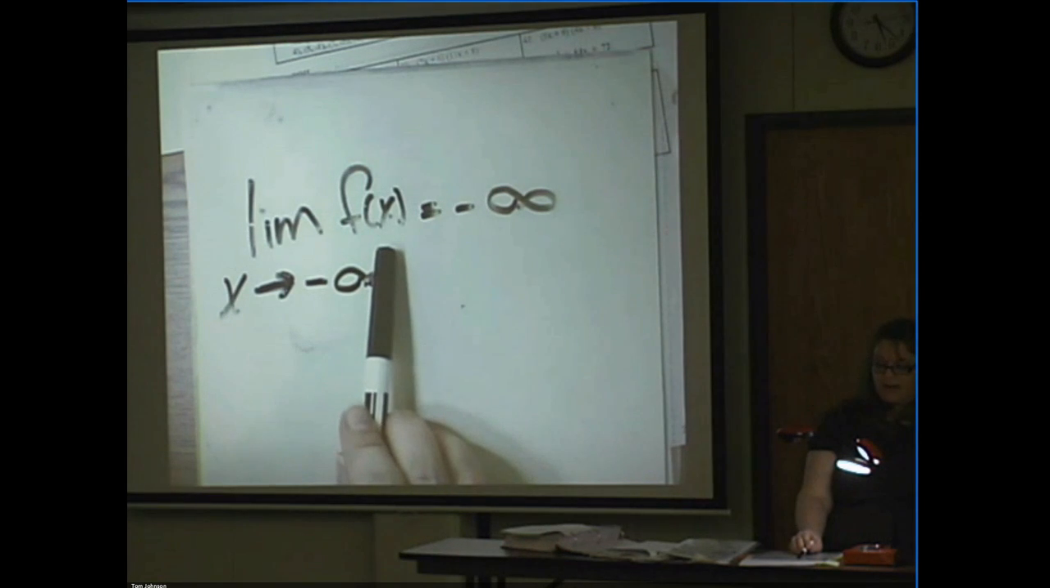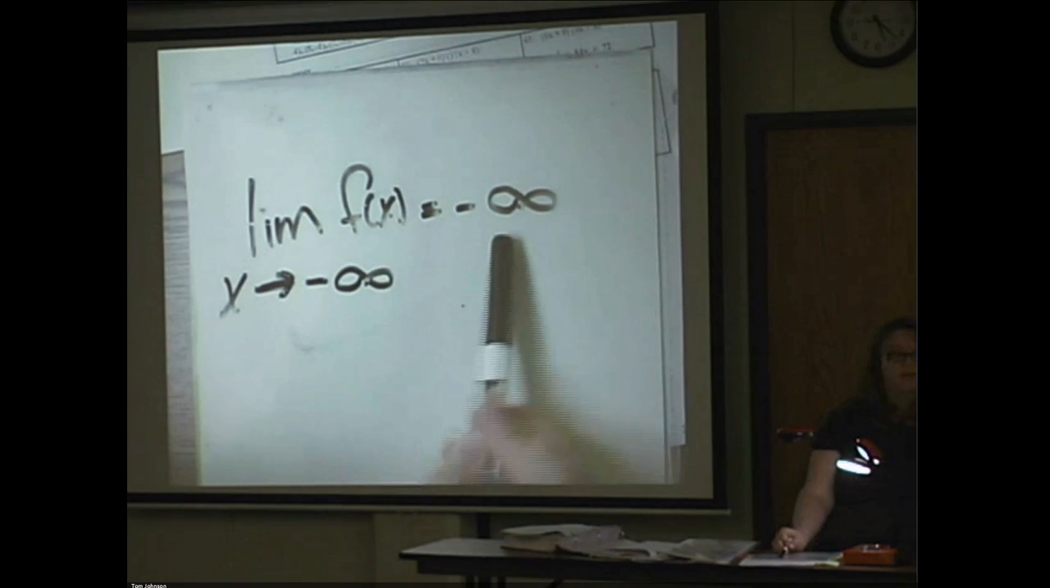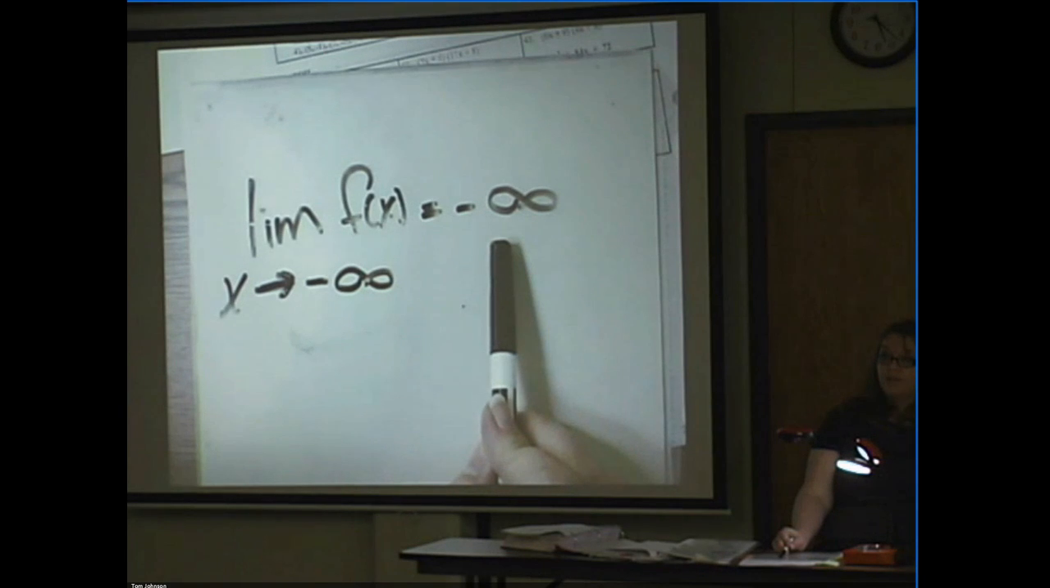Here we're looking for the graph where the end behavior also approaches negative infinity. So the y values approach negative infinity. So what would that look like, do you think? Would that be a graph that's going up or a graph that's going down?